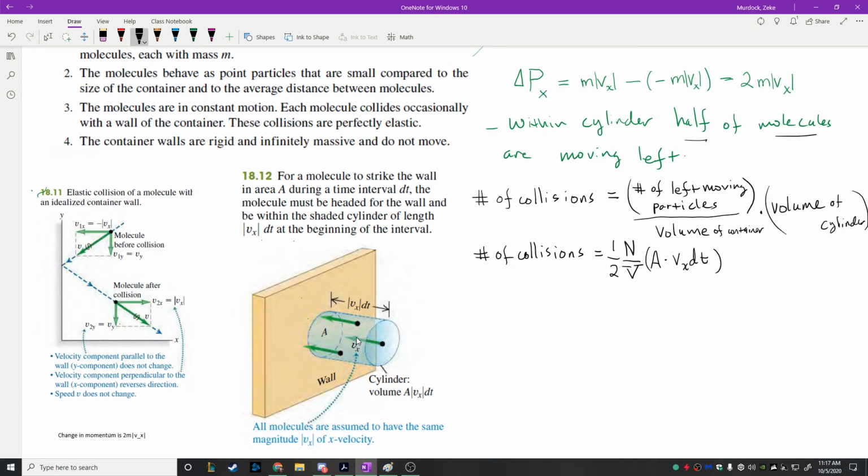N over V is the total number of molecules divided by the volume. And that tells us the density, effectively, right? The number of molecules per unit volume. And we assume that that density is roughly uniform over the whole system that we're talking about. The whole system is going to be some larger volume, V, that will contain a total number of molecules N. And we say half of the molecules that are in this region are going to move to the left, and that's going to be where the collisions are going to occur.